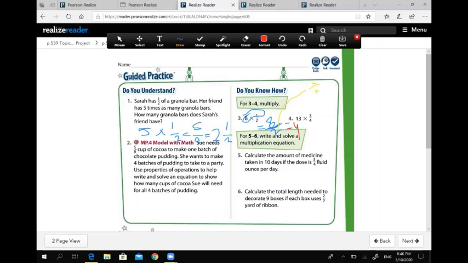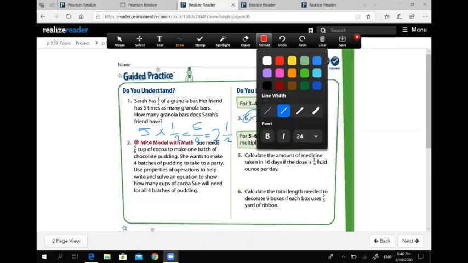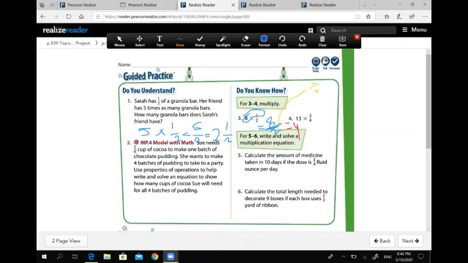Question number 5. Calculate the amount of medicine taken in 10 days, if the dose is 3 over 4 fluid ounce per day. So each day is 3 over 4 ounce. So for 10 days, 10 times 3 over 4. 10 times 3 over 4 will give me 30 over 4.